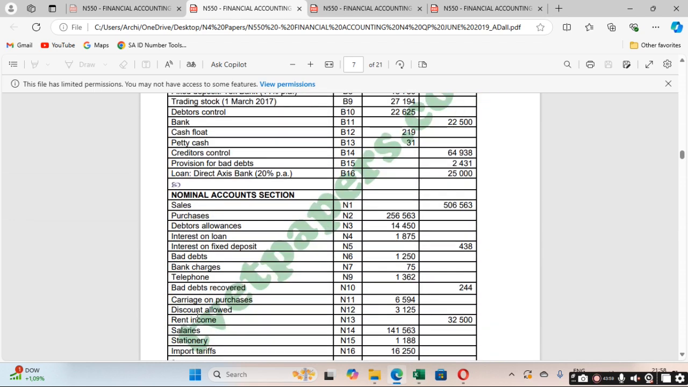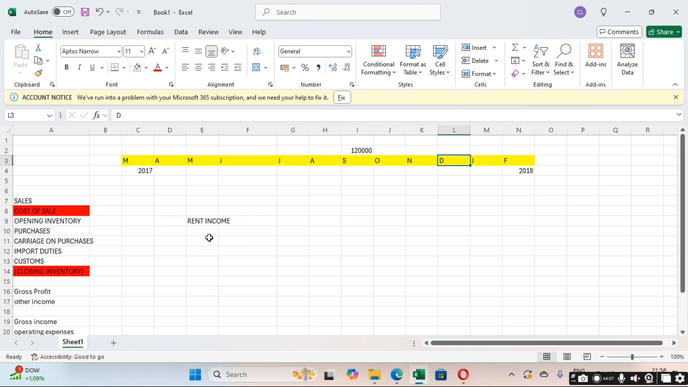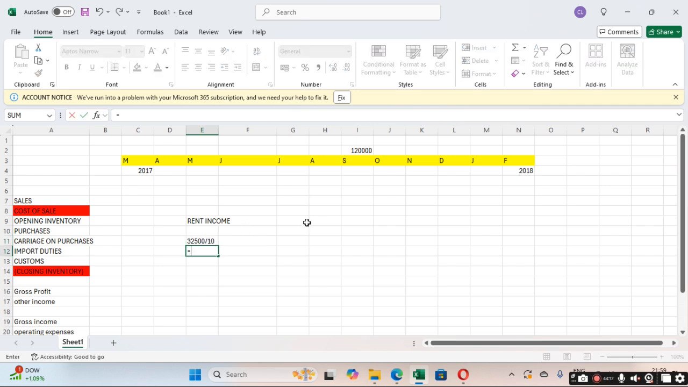So rent income, we received 32,500. So this 32,500 is for what? It's for 10 months. So we're going to divide that amount by 10. Let me say equals 32,500 divided by 10. What do we get? We get 3,250. So we are paying 3,250 every month.